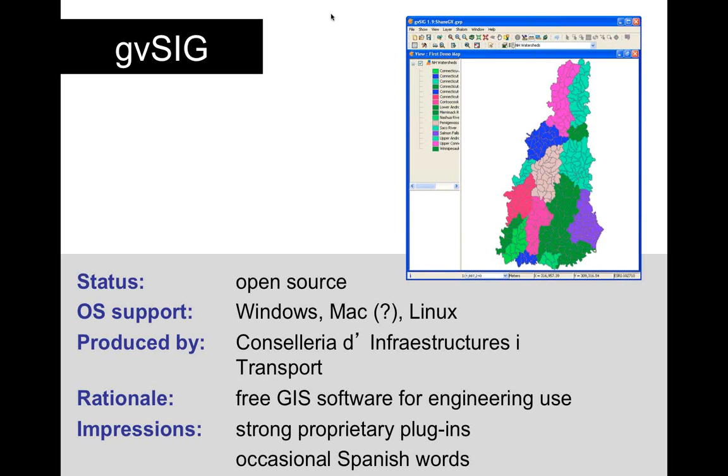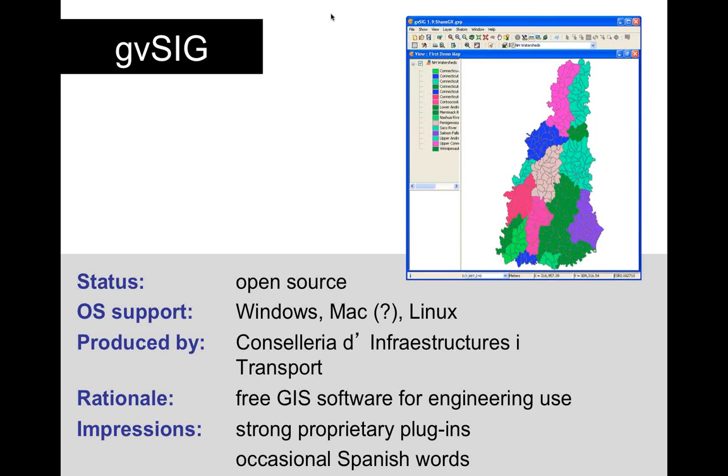And the reason that they developed the software was to have free GIS software for engineering use. They looked out among what existed at the time that they developed this, which was in the range of, I think, 6, 7-ish years ago, and they decided that nothing fit the bill, so they hired a local university in Valencia to write the software for them and made the software and all of the plugins and everything that they do available through an open source license.